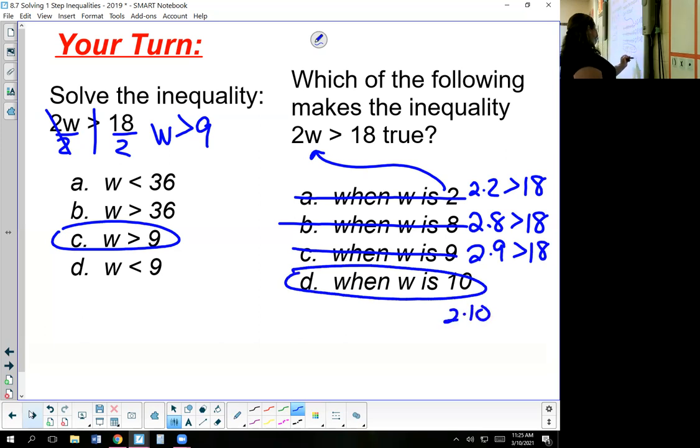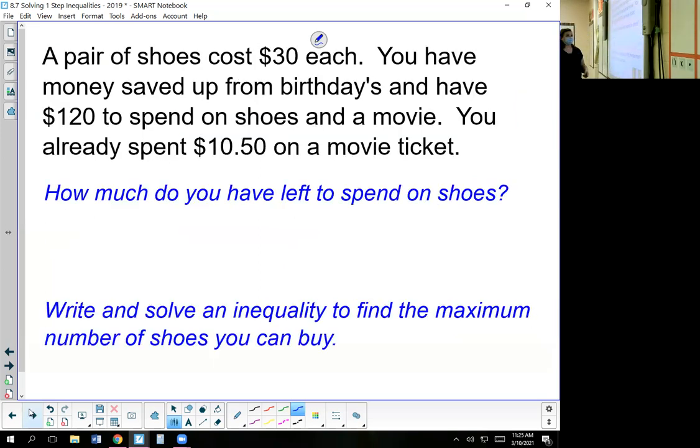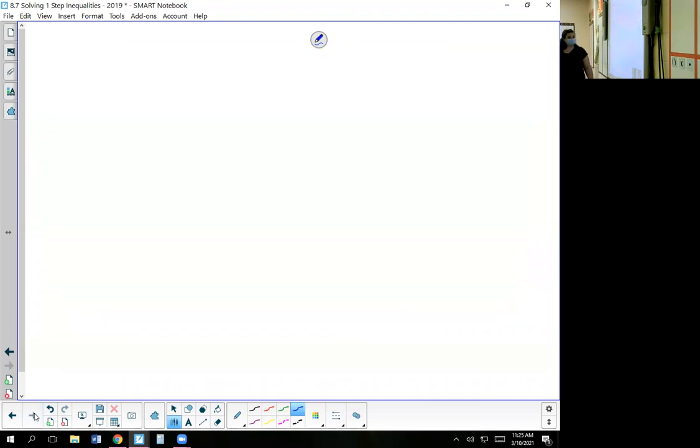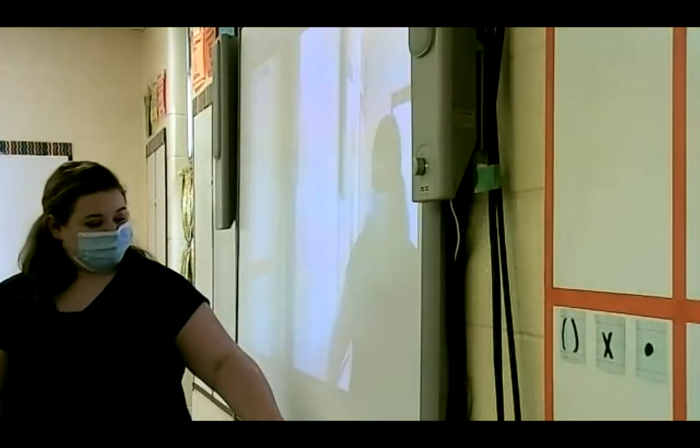So 2 times 10, which is 20, and 20 is bigger than 18. So there you go. And again, I had some more in case we needed it. That's the end of the lesson. And then we're done.